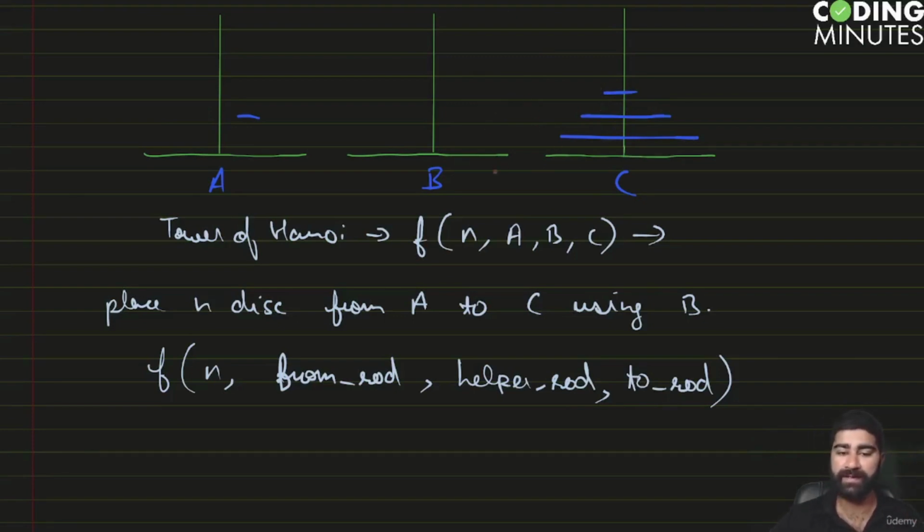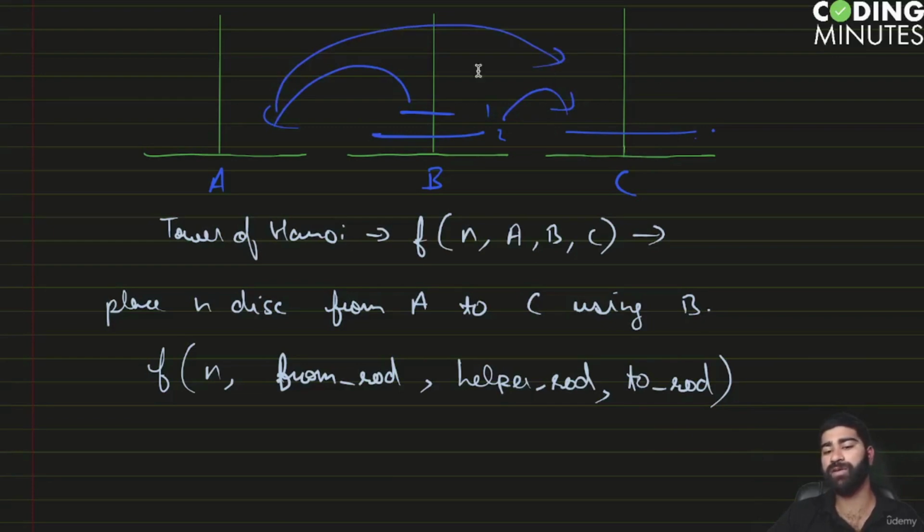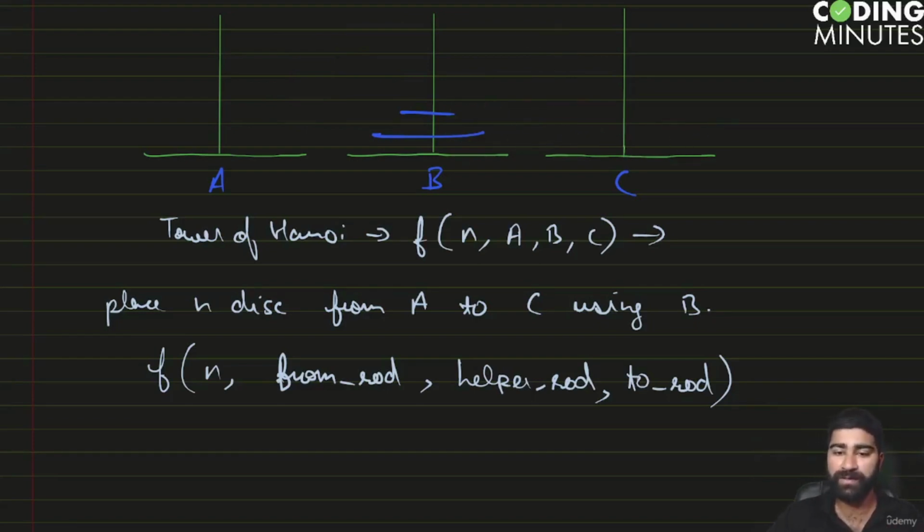Can we say that if we get this as a state, that means the first two disks on B and the last disk on C, then we can simply solve it by placing this one over here, two over here, and then one back over here? So basically, if we are able to figure out this state, then we can figure out the final state.